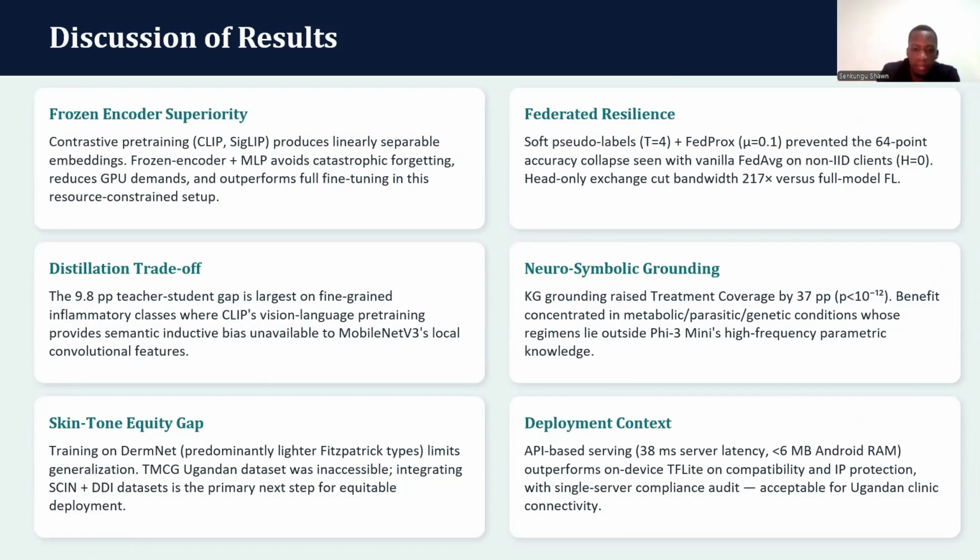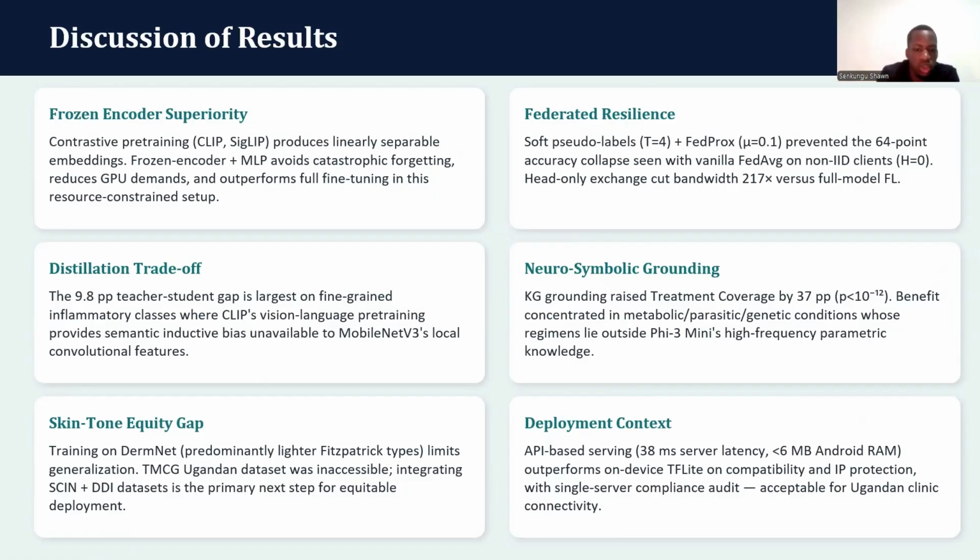For neurosymbolic grounding, the KG raised treatment coverage by 37%. The benefit was concentrated in metabolic, parasitic, and genetic conditions whose regimens lie outside Phi-3's, the LLM's, default high-frequency parametric knowledge. Basically, when we added the knowledge graph, it supplied validated clinical facts at inference time, which helped to fill in a gap from the LLM.